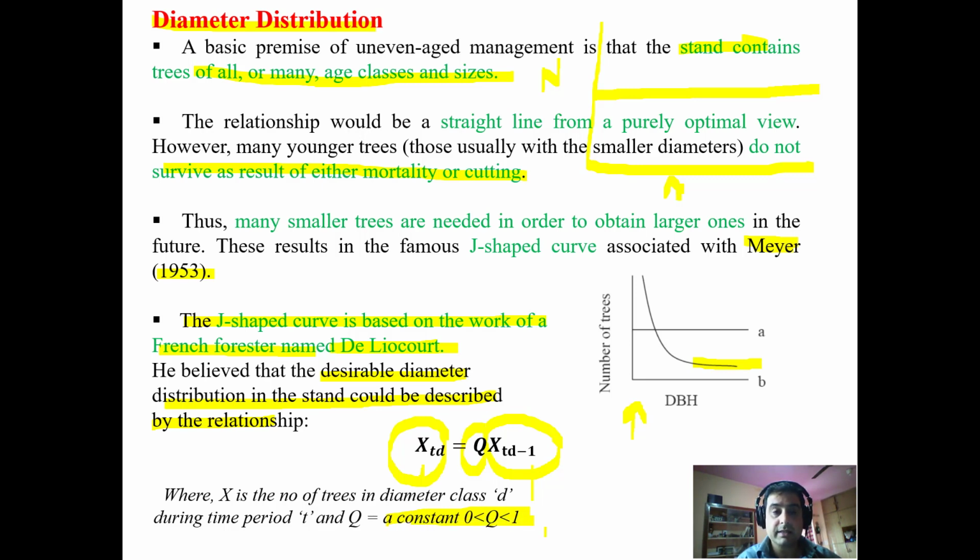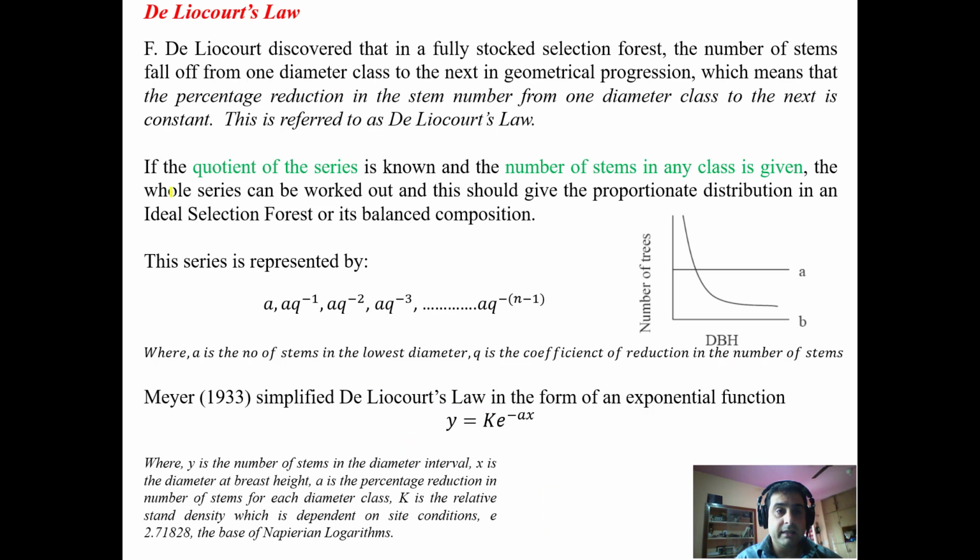How are we going to understand it? This is Liocourt's law. He believed that the percentage reduction in the number of stems from one diameter class to the next is constant. This is referred to as Liocourt's law. If the coefficient of the series is known, that is, if we know q, he gave a series like a, aq minus 1, aq minus 2, aq minus 3, and so on up to aq minus n minus 1.